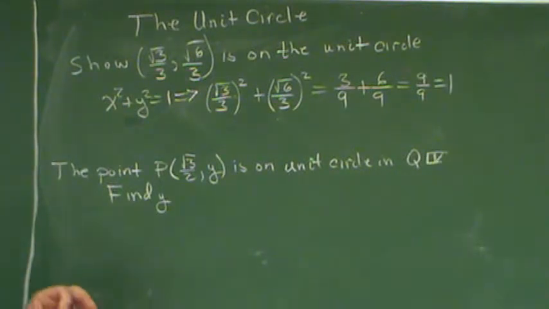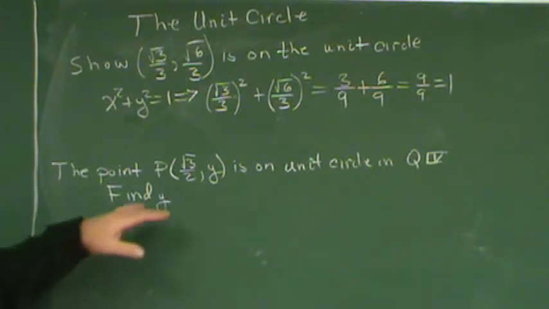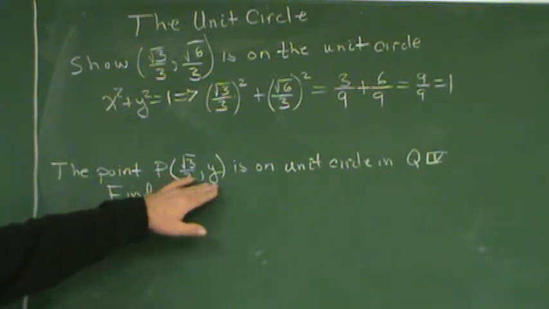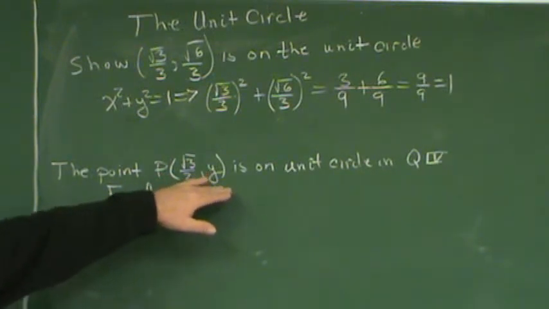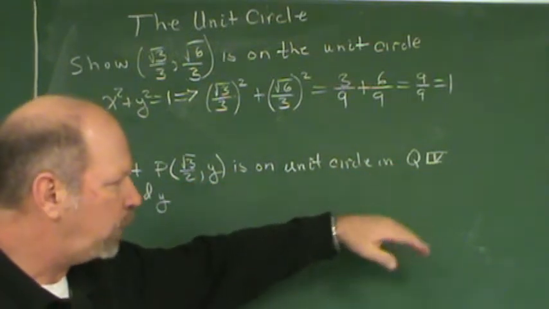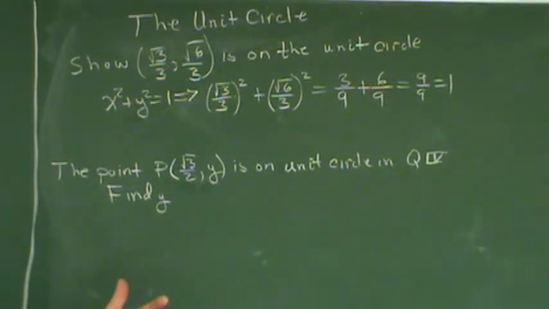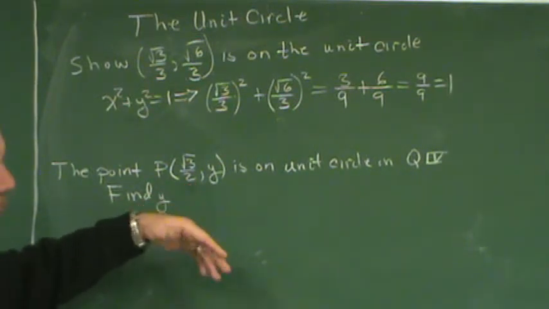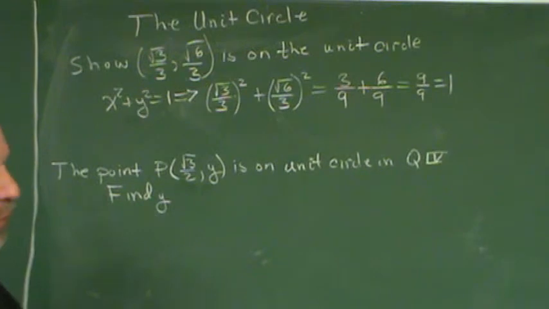All right, now for the second example, we're given the point P, with x the square root of 3 over 2, and y is on the unit circle, and we're also told that it's in quadrant 4, which is good because an x coordinate square root of 3 over 2 could actually have up to 4 different places on the unit circle that it could be on. We're asked to find the y coordinate.